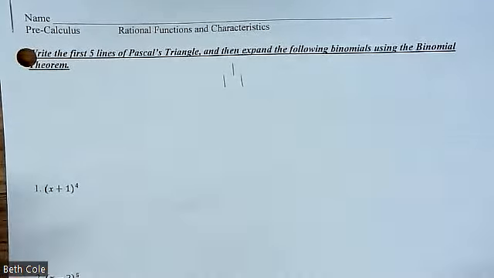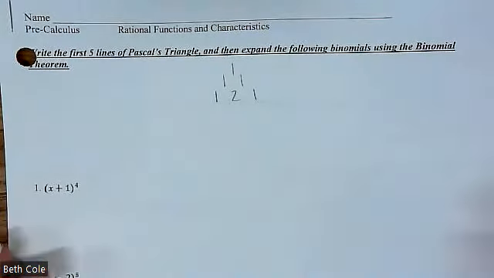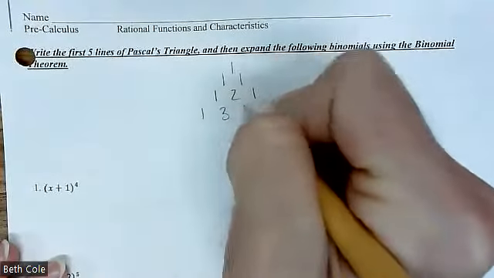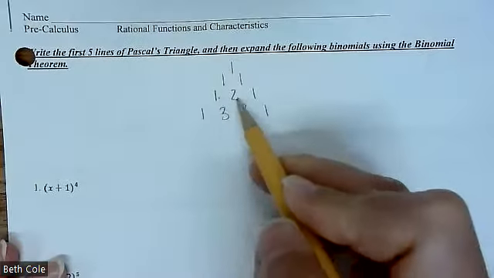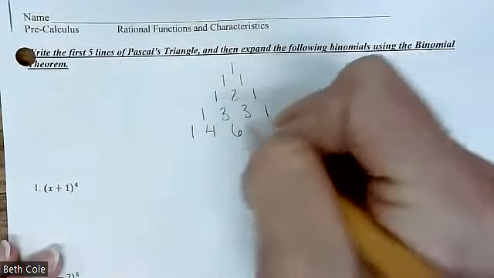What's the second line going to be? Yeah, 1, 2, 1. You're just adding what's above. So then you'd have 1, 3, 3, 1. Again, we're just adding these. So 1 plus 2 gives you 3. That's how you get that. What would the fourth line be? Yeah, 1, 4, 6, 4, 1.